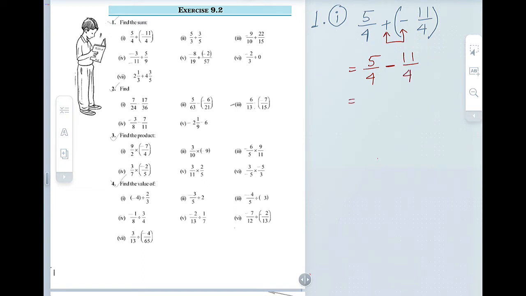Now, the same procedure as the subtraction of two fractions. First the LCM of these two denominators, that is 4. This 4 will divide this 4, you will get 1, and this 1 will multiply the first numerator, that is 5. After that, again the same procedure, this 4 will divide this 4, you will get 1, and this 1 will multiply the second numerator, that will be 11. So you are getting 5 minus 11 by 4. Plus and minus, both signs are there, so the operation must be subtraction.